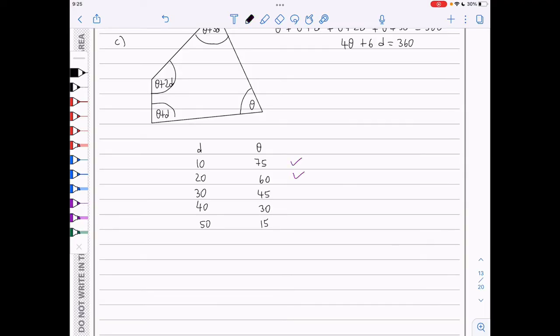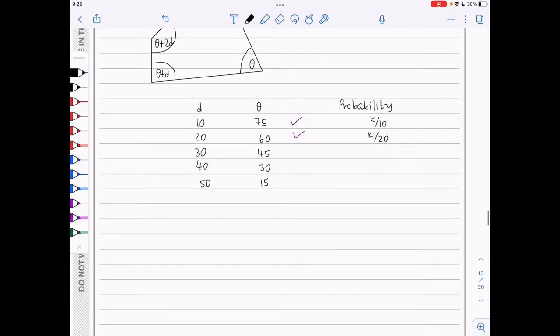And the associated probability is just the probability of d being equal to 10, which was K over 10, and the probability of d being 20, which was K over 20. So the probability required is just the sum of these two. It's K over 10 plus K over 20, which is 90 over 137.